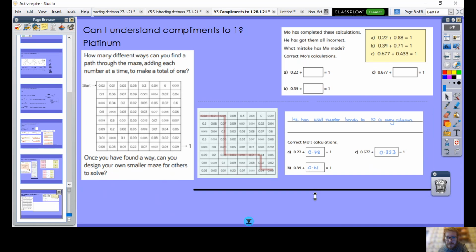Okay. So in this one, he's used the number bonds to 10 in every column. So if you're using the number bonds, be careful not to make the same mistake. And the correct calculations would have been here. And then with this question, this was one way that you could get through the puzzle, but I believe there would be others as well. And hopefully you're able to have a go at making your own one.